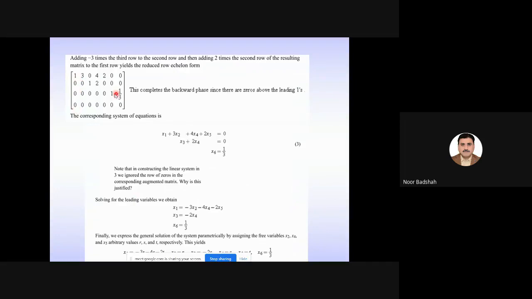This is 0. The last equation will give you what? This one, x6 is equal to 1 by 3. And then we have x3 plus 2x4 is equal to 0. x1 plus 3x2 plus 4x4 plus 2x5 is equal to 0. We convert this again into equations. Now we have 3 equations and there are 6 variables. It means there will be 3 free variables.